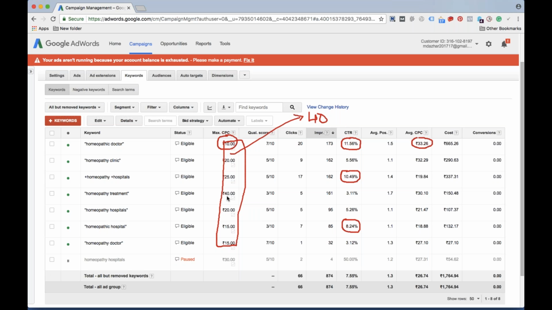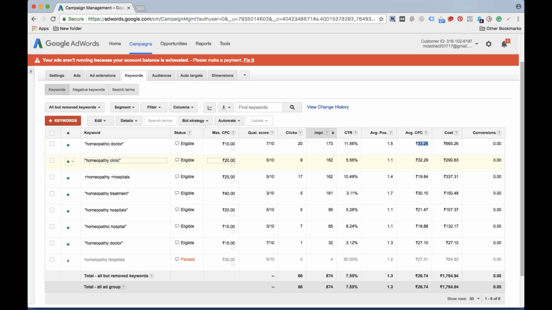So this data is from before I changed it. Initially I ran this campaign and got all this data at that time, with the cost of 40 rupees. So that's the reason my average CPC was around 32, 33 and all that. But it's not because I set 10 here and it's charging 33. It's not like that. Later I changed the amount to 10 rupees of max CPC.